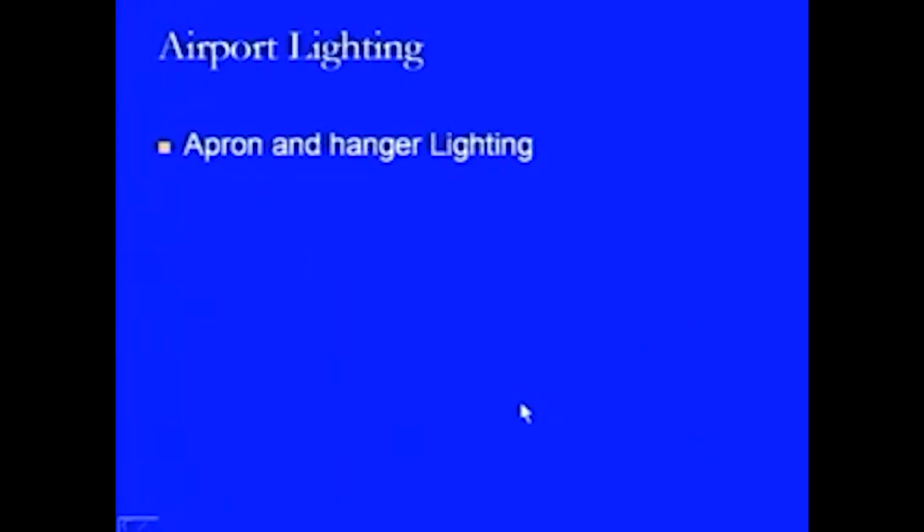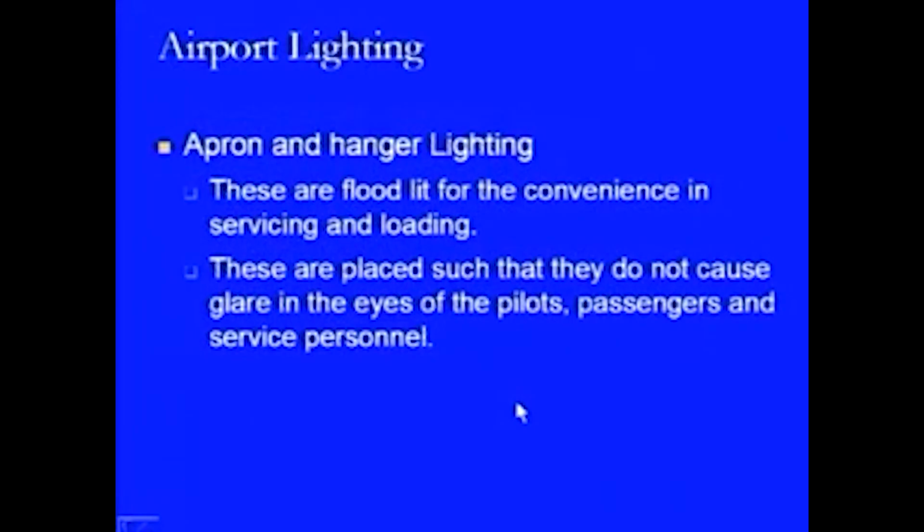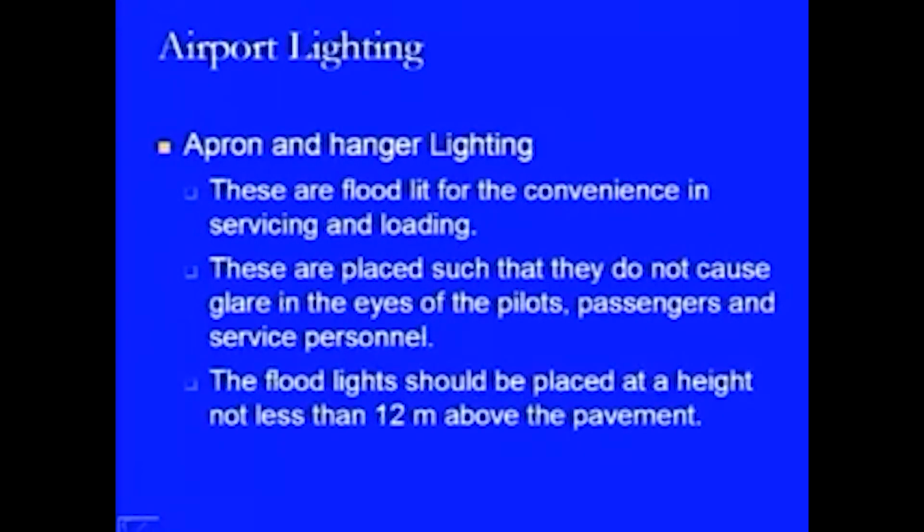Then there is another light, which is the apron and hangar lighting system. In this case, these are floodlit for the convenience in servicing and loading being done either on the apron or in the hangar area. These are placed such that they do not cause any glare in the eyes of the pilots, the passengers who are moving on the apron, or the servicing personnel who may be working on the apron or in the hangar. The floodlights should be placed at a height not less than 12 meter above the pavement.